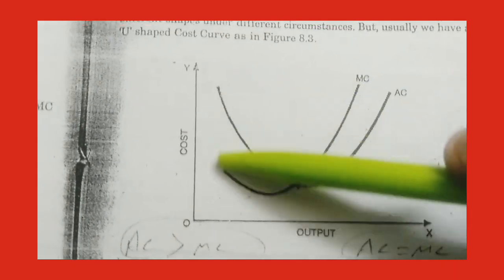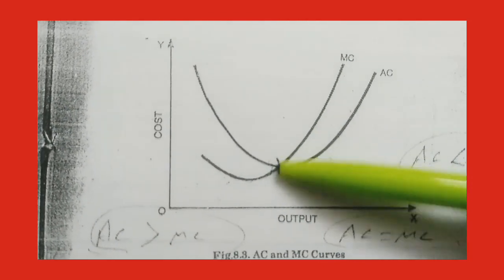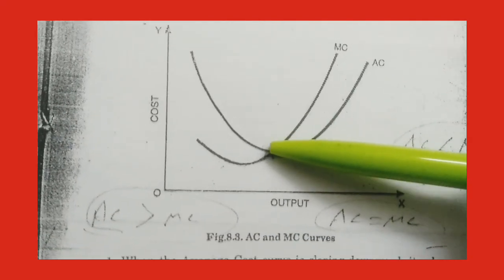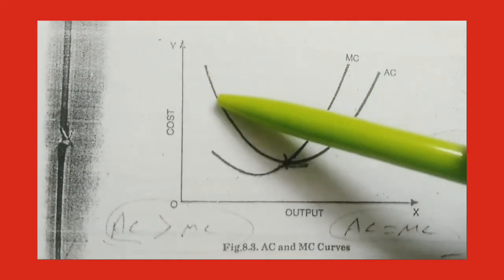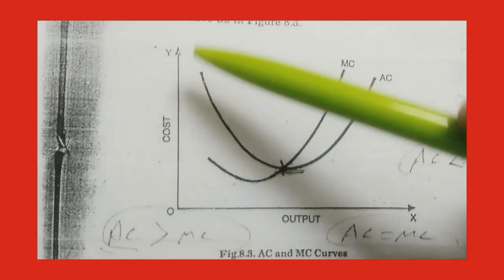So when we are starting the production, the cost is very high. When the production increases, the cost is falling. When the output reaches the optimal level, the cost falls more sharply. This is the optimal level of output. This is the low level of cost. After this, as the output increases, the cost will increase. That is the reason in the short run the average cost curve is U-shaped.